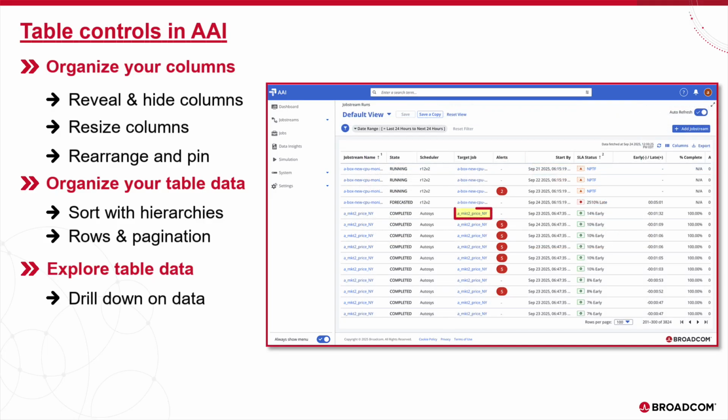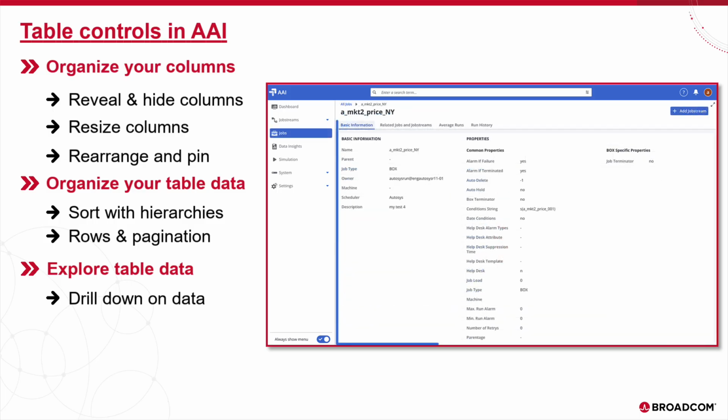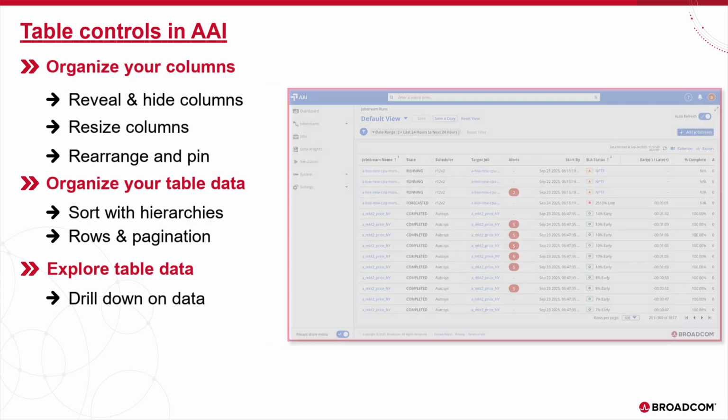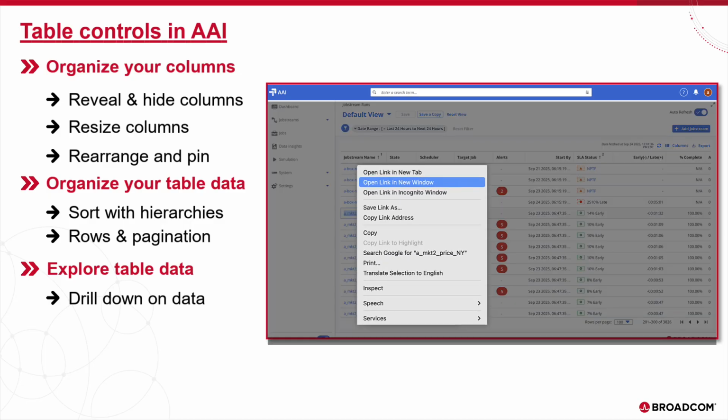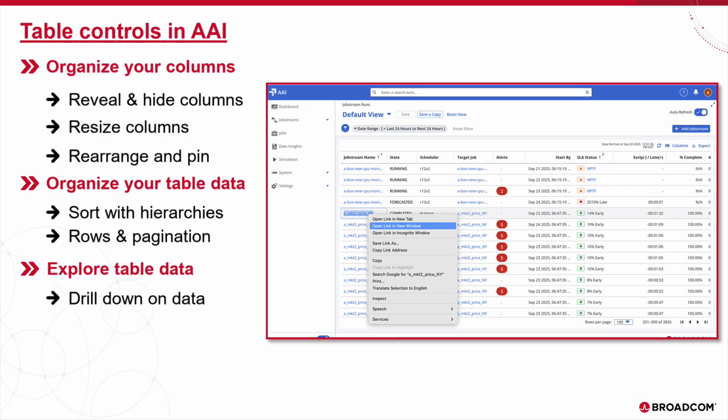And clicking on the target job name opens the details page for that job. When you're done exploring, you can use the browser back function to return to your previous screen. Remember, you can right-click any hyperlink and choose to open it in a new tab or new window. This is helpful for quick context switching between several objects or views.